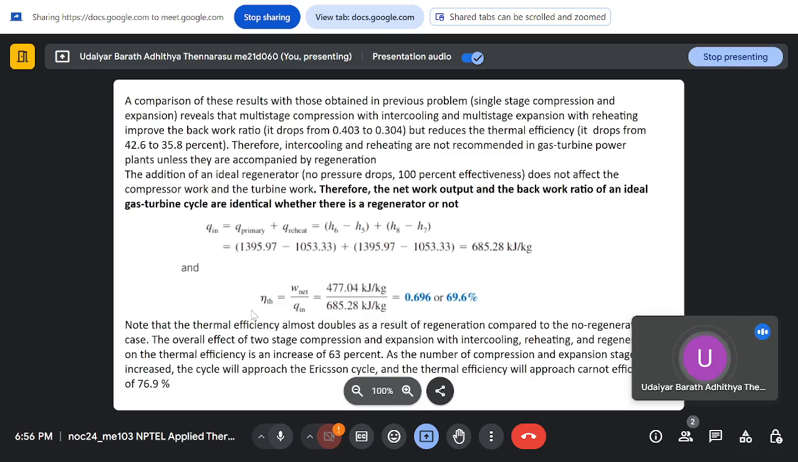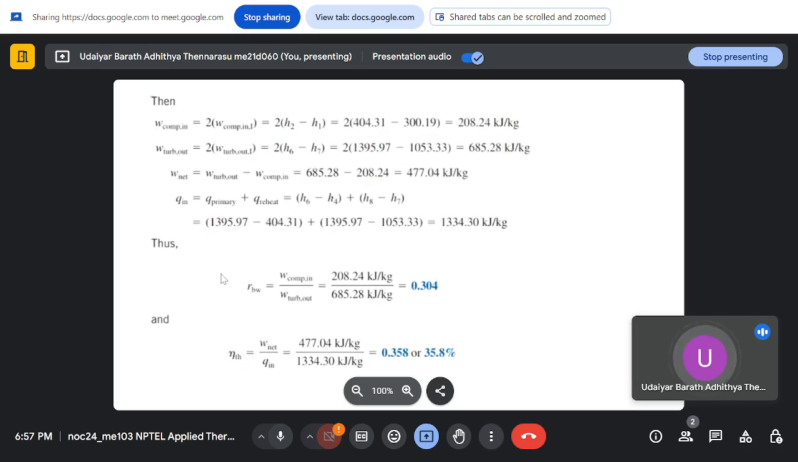So the addition of an ideal regenerator does not affect the compressor work and the turbine work. Therefore, the net work output and the back work ratio of an ideal gas turbine cycle are identical whether there is a regenerator or not. So, your Q in for this case.